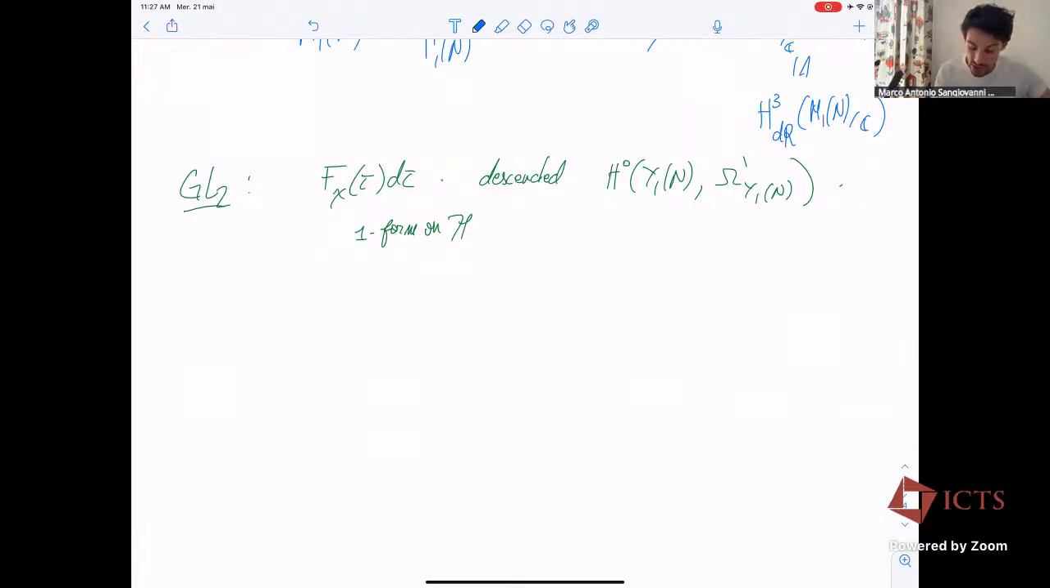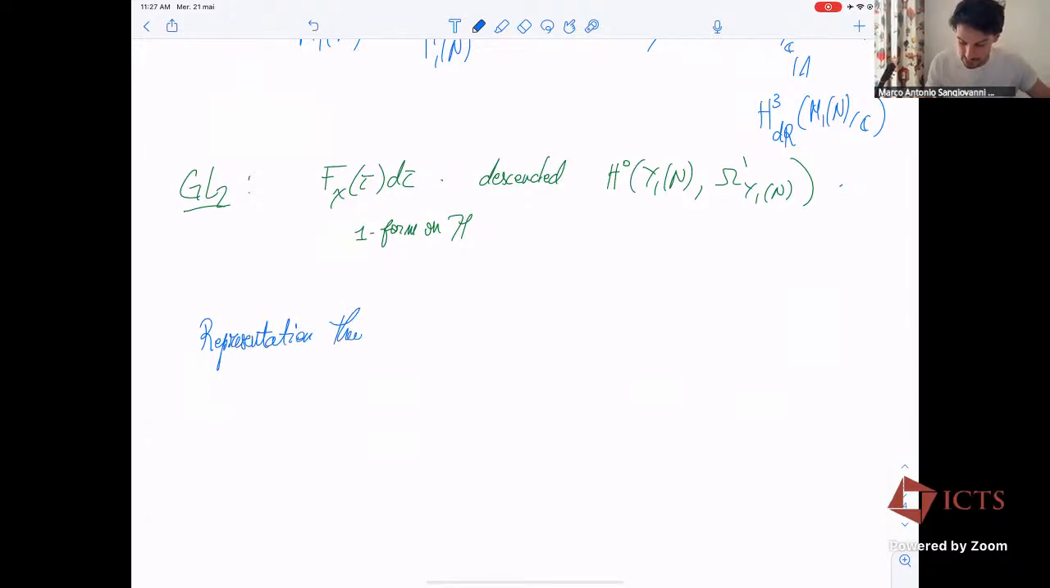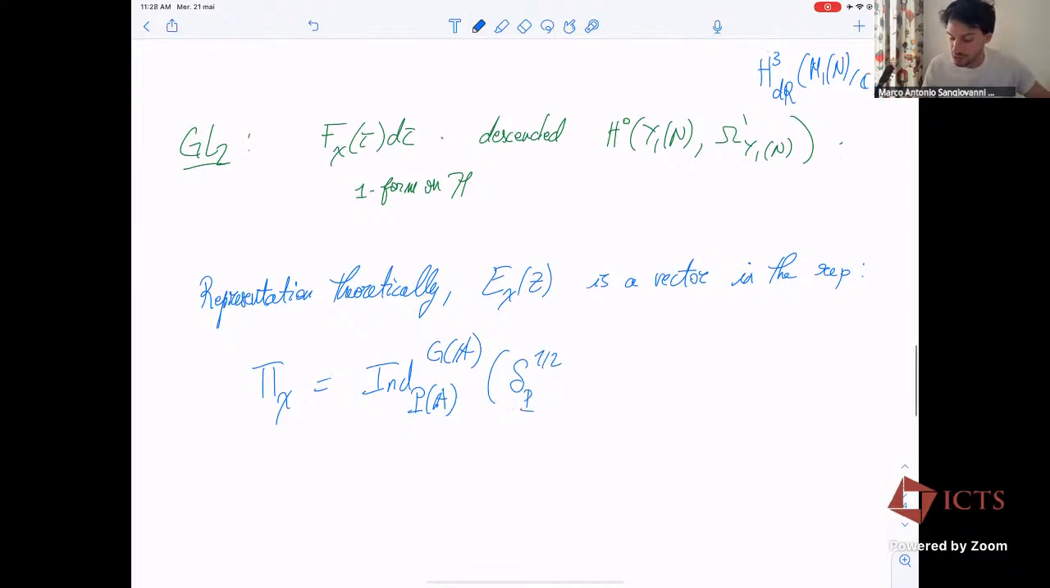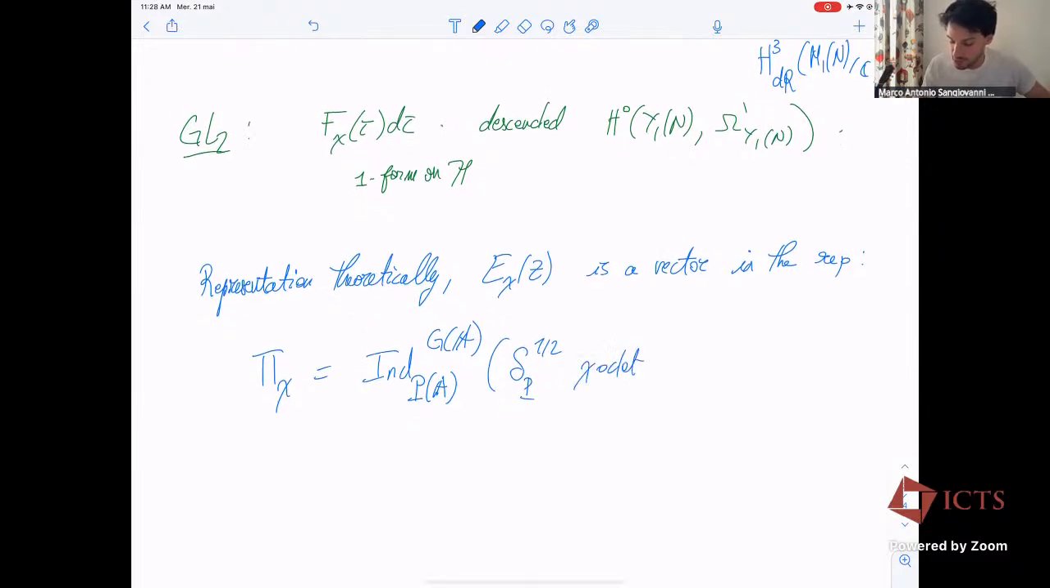So maybe let me give now, with respect to yesterday's talk, the representation theoretic interpretation of this modular form. Representation theoretically, E chi z can be viewed as a holomorphic vector in the representation pi chi, the normalized induction from the Siegel parabolic to G of A of the modulus character to the 1/2 times chi composed with the determinant, where chi is the same character as before.